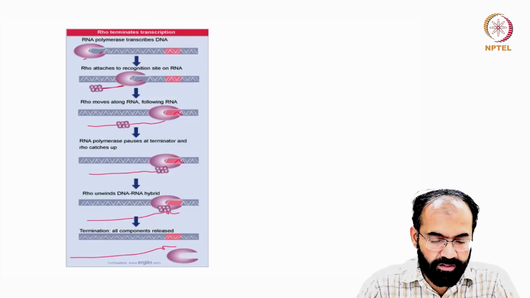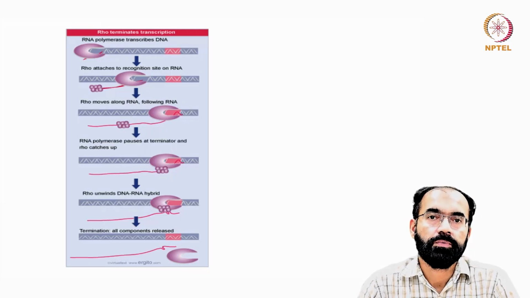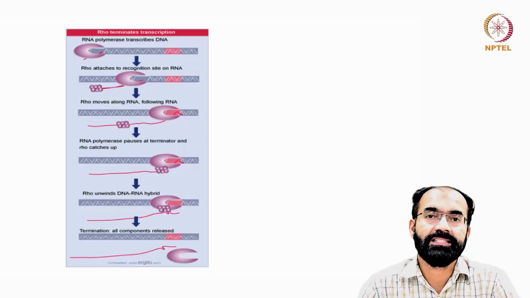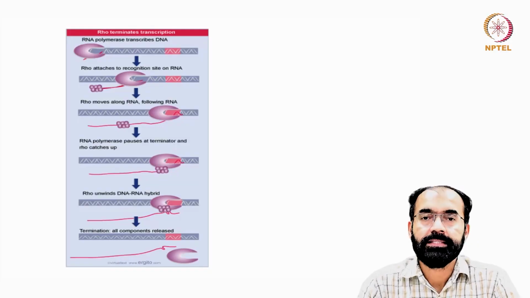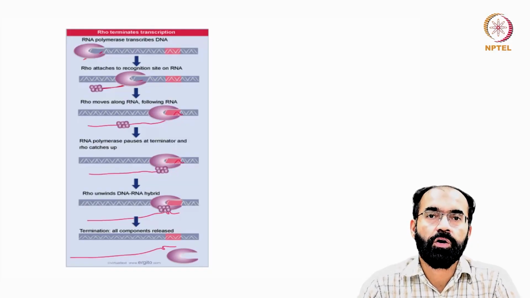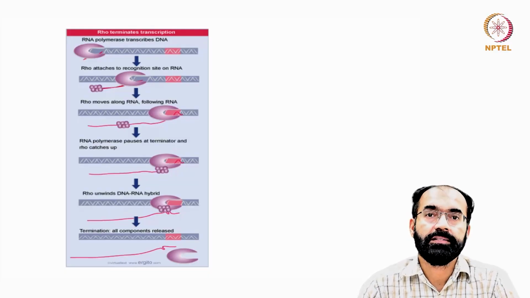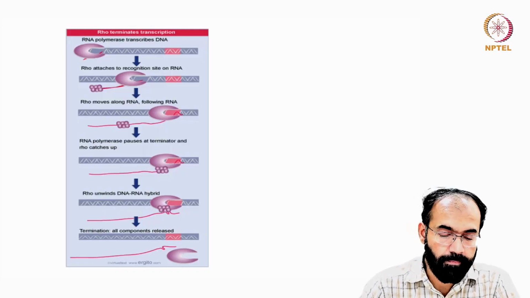So we were on this slide in the previous class, that is how two different mechanisms of transcription termination take place in bacteria, Rho independent and Rho dependent. Rho dependent was the one which we were studying, and as the name itself indicates, Rho independent does not require the protein Rho factor, and Rho dependent requires this protein that is named as Rho factor.